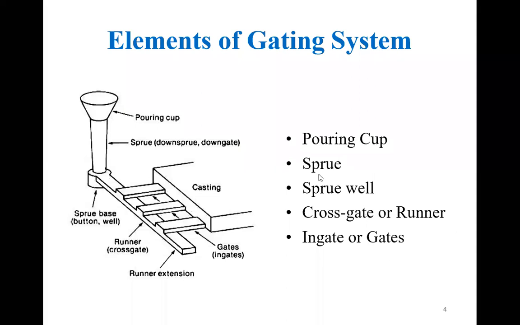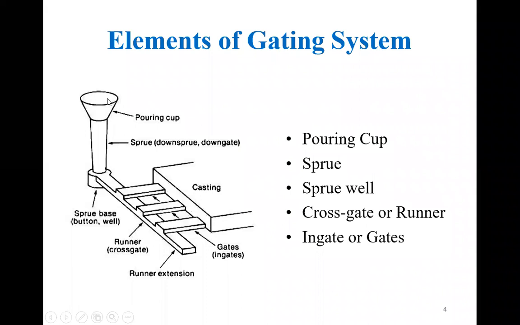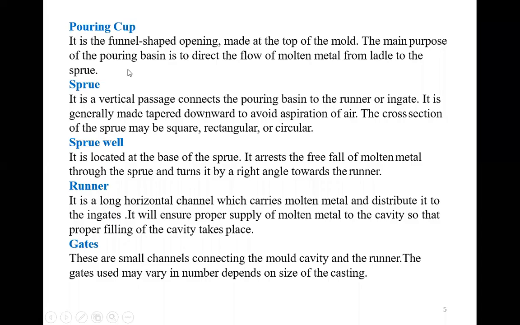So what is the definition of each and every element? Clear? The first one we will learn about is the pouring cup. It is a funnel-shaped opening made at the top of the mold. The main purpose of the pouring basin is to direct the flow of the molten metal from the ladle to the sprue. You can see here it is like a funnel shape. It is used to pour the molten metal. From the pouring cup, it is carried over to the sprue, from the ladle to the sprue.